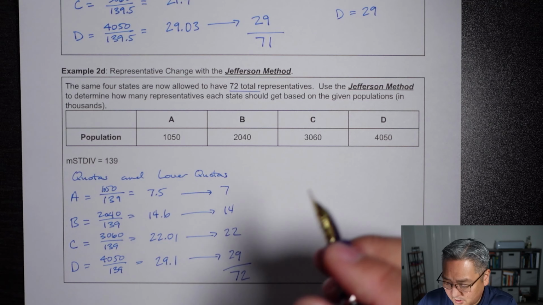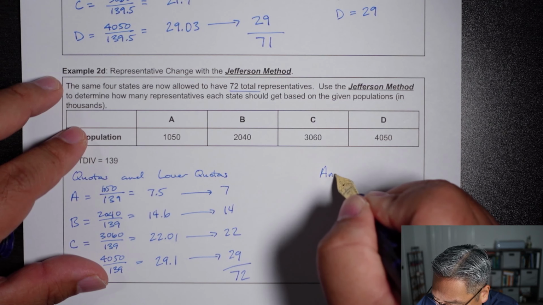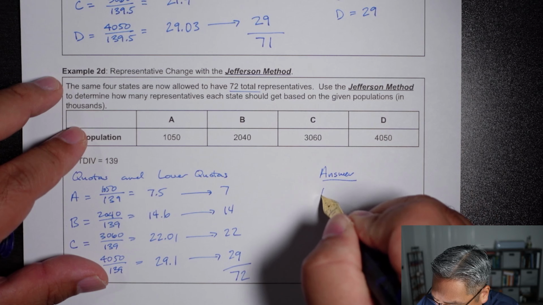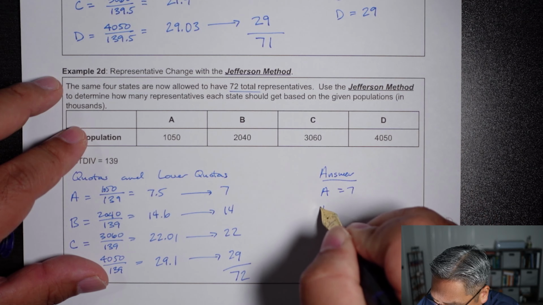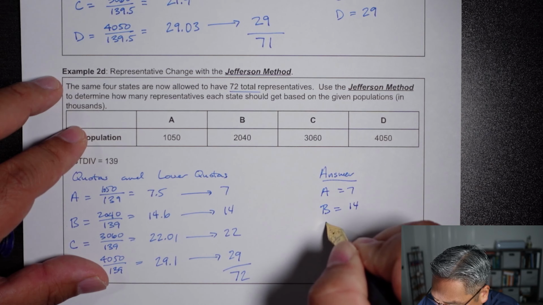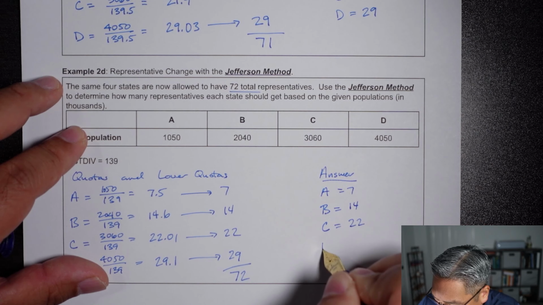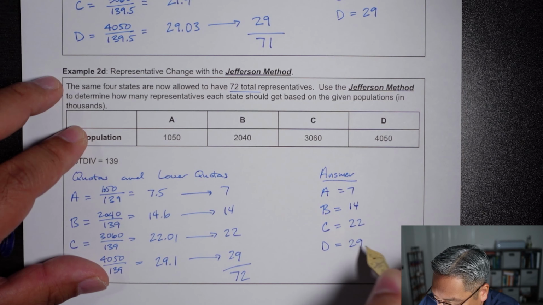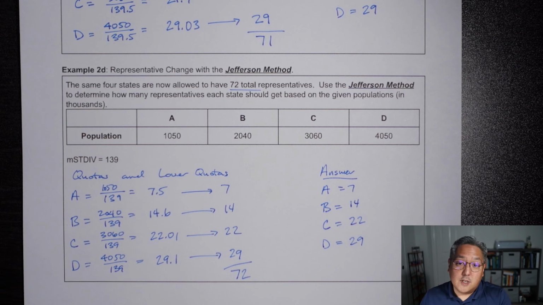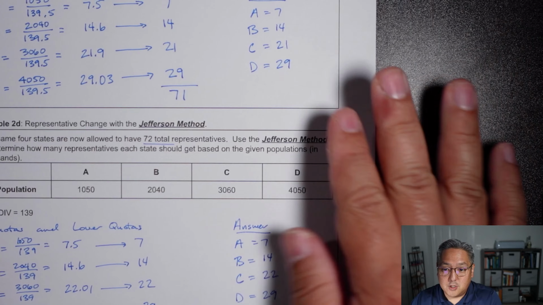So let me write these out here real quick. State A got 7, state B got 14, state C got 22, state D got 29, okay? So first thing I'm going to do, before I go back to the Hamilton results, let me just compare these to the Jefferson results here.